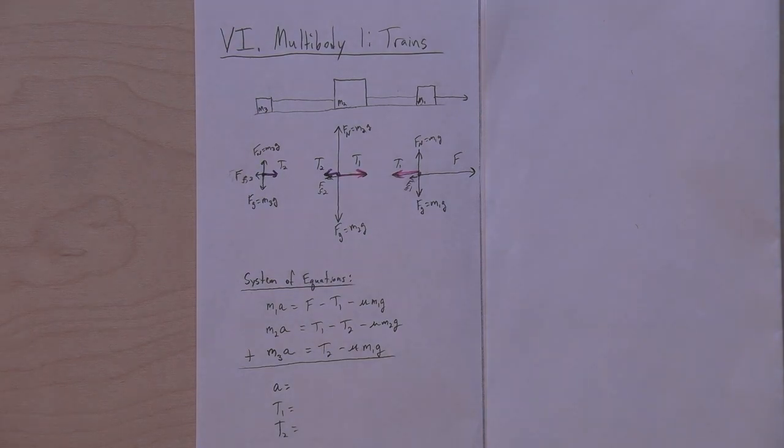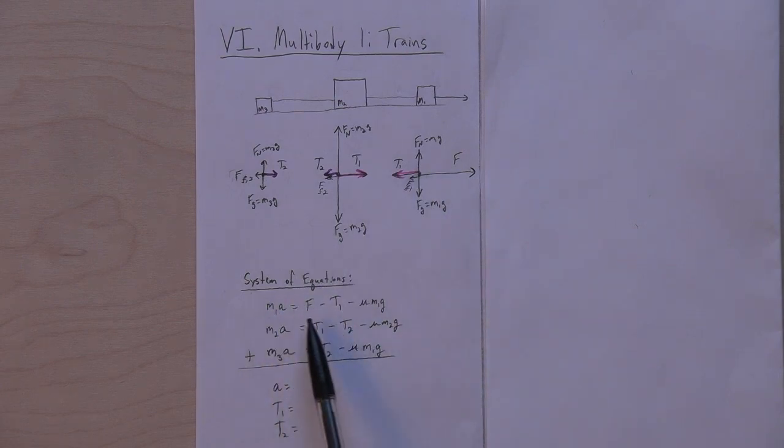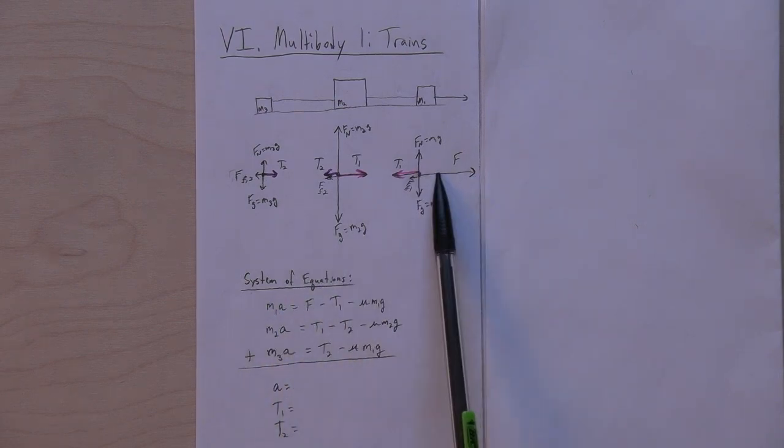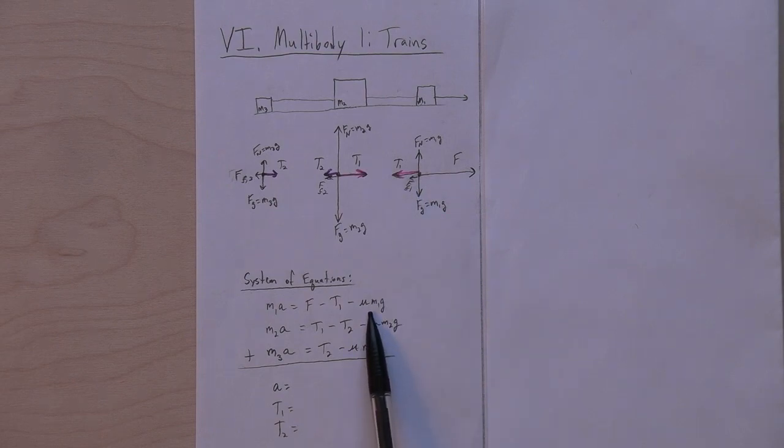So what we do when we have multi-body problems like this, we write a system of equations, MA equals F net for all the objects. And then we get a system of 3 equations with 3 unknowns. So I do MA equals F net for this object. MA is the forward force minus the 2 backward forces here. T1 is backward, and so is force of friction 1, mu F normal. This would obviously be the kinetic coefficient of friction.